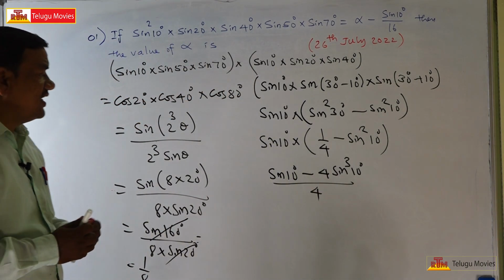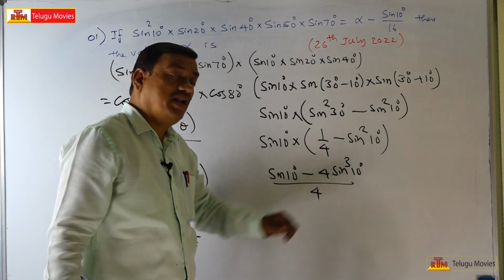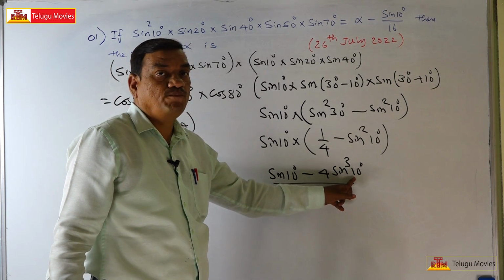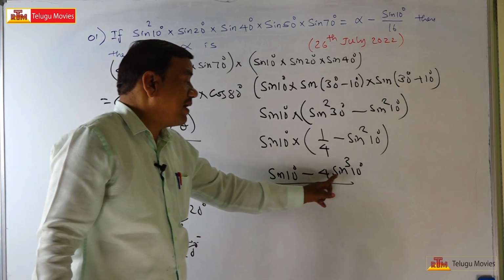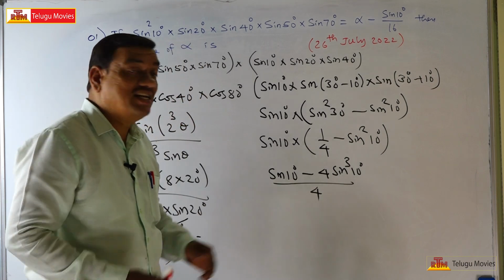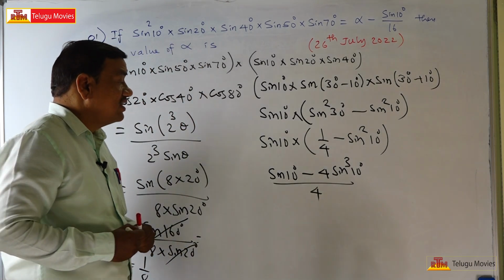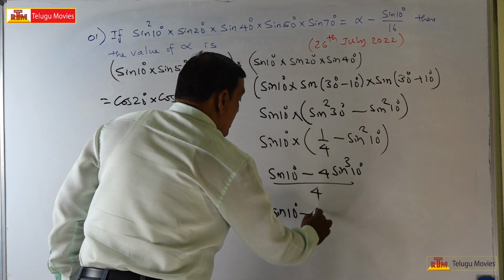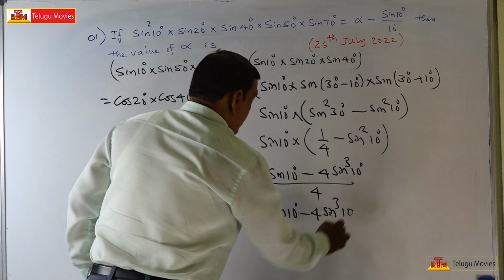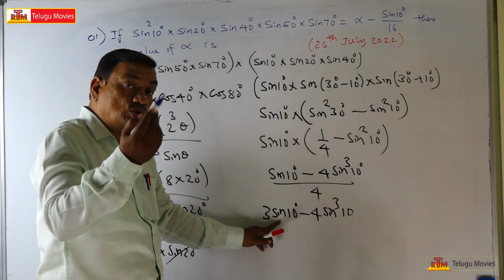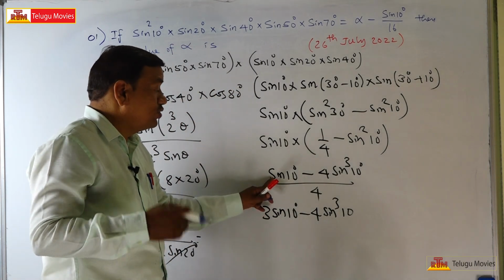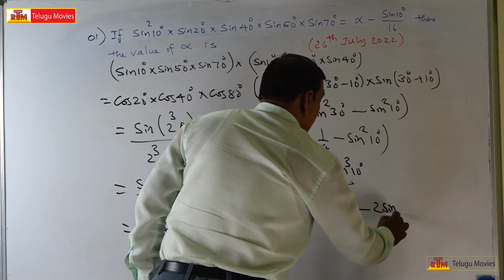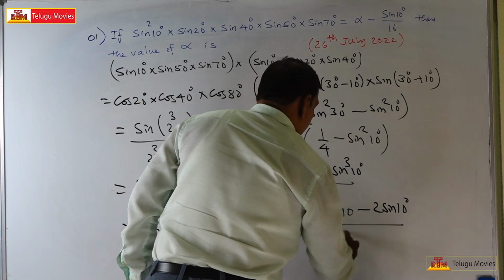Here you are getting one formula like the sin3θ formula: 3 sinθ − 4 sin³θ. But here 3 is not there, so we will do one thing. We write 3 sin10° − 4 sin³10°, so here I added 2 sin10°. That's why I will subtract 2 sin10°, divided by 4.